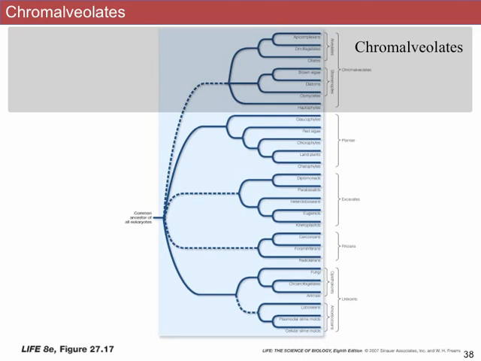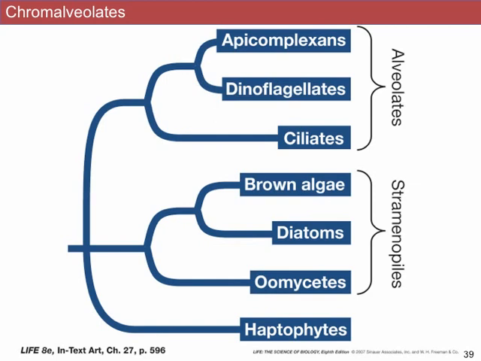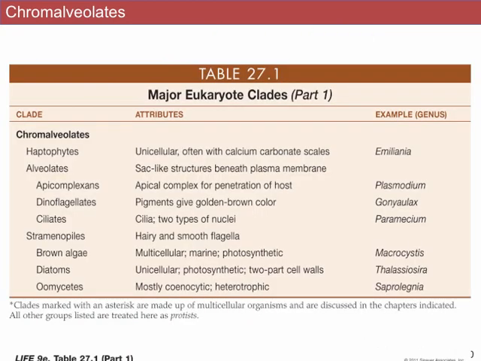Each of them are important and interesting in and of their own, and we're going to quickly go through them. There's a nice table in the book that summarizes a major feature of each of these lineages that I'm going to go through today. It's table 27.1. It's a very long table.